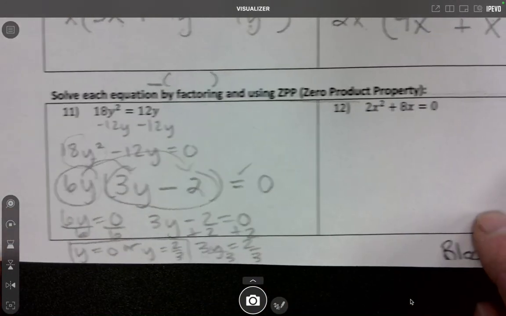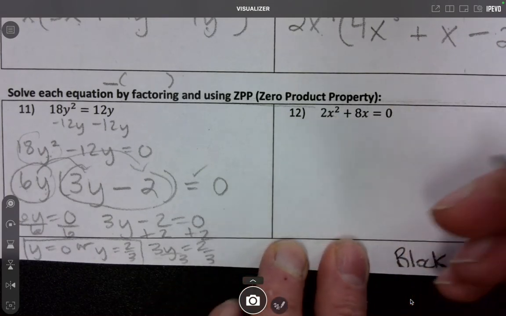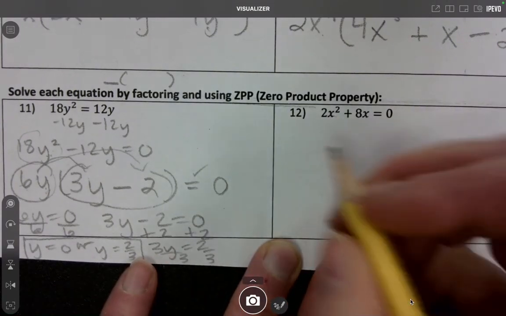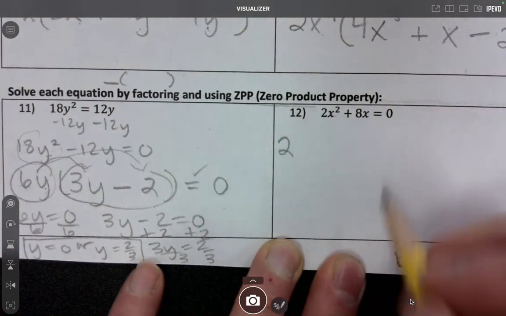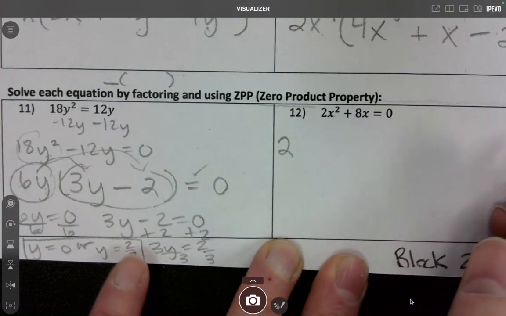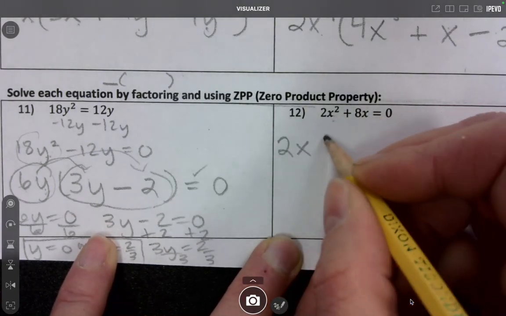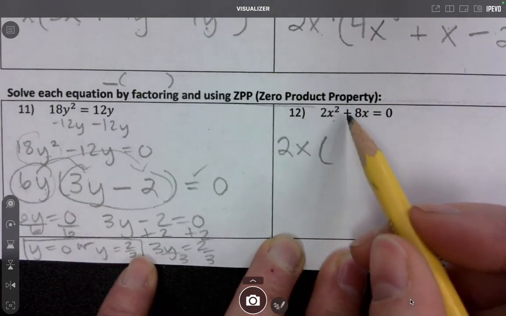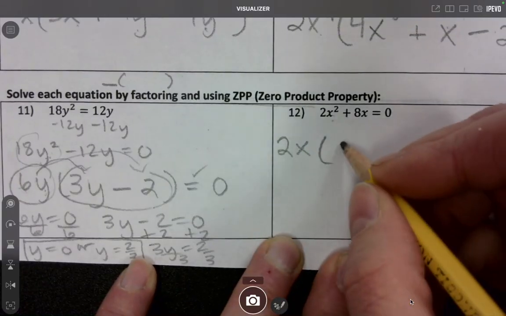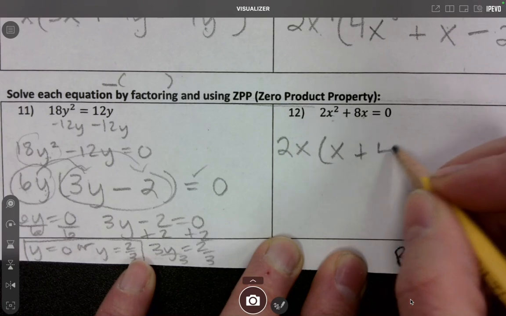Our last one is already set up so that it's equal to 0. So we can go ahead and start factoring. I can divide a 2 out of both of them. 2 is the biggest number that divides into 2 and 8. It is my greatest common factor of 2 and 8. And if I have an x squared and an x, I can also divide out an x. So I'm left with, if I have 2x squared and I'm dividing out a 2x, I'm left with x plus 8x divided by 2x is just a 4.